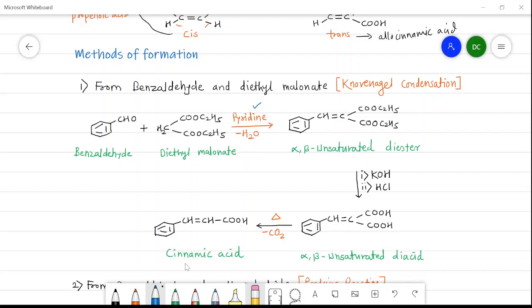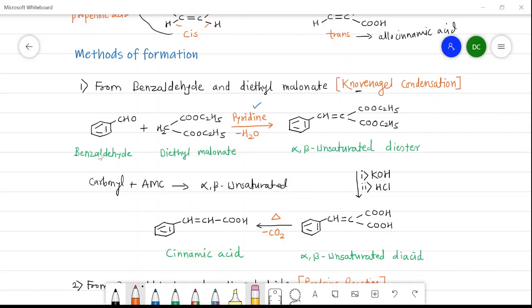that is pyridine. Now see, when benzaldehyde is treated with diethyl malonate, it gives an alpha beta unsaturated diester. The Knoevenagel condensation has a statement in which a carbonyl group, when treated with an active methylene compound, gives an alpha beta unsaturated compound. This is the statement of the Knoevenagel condensation.